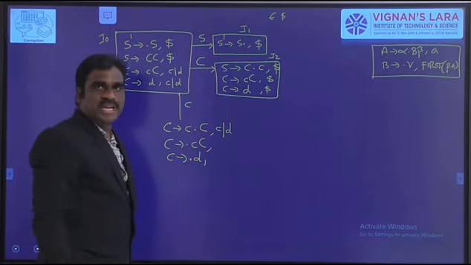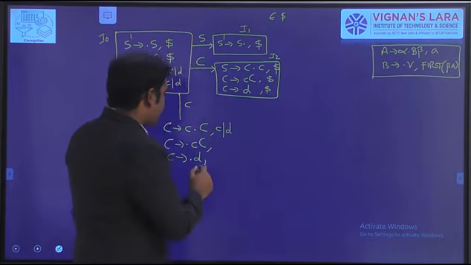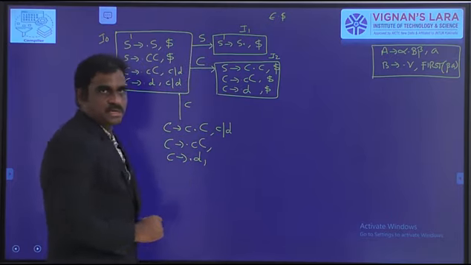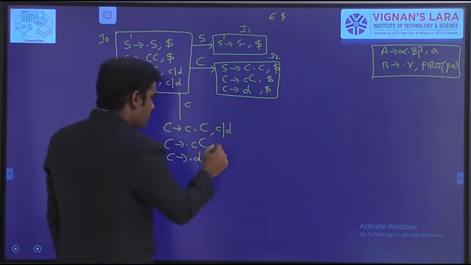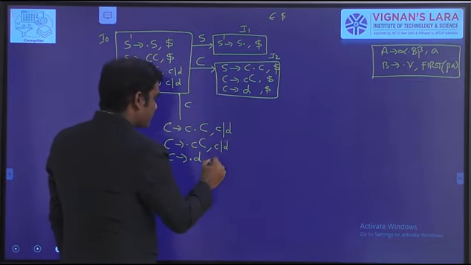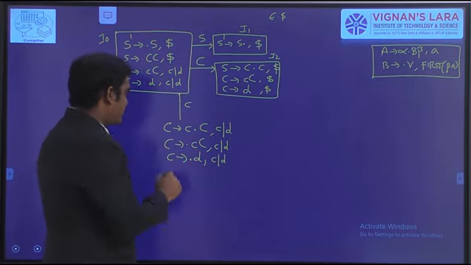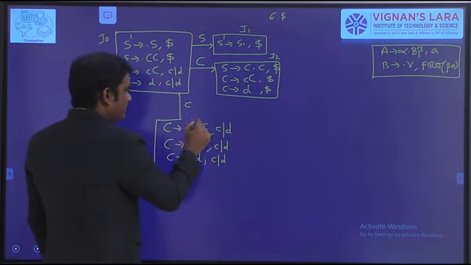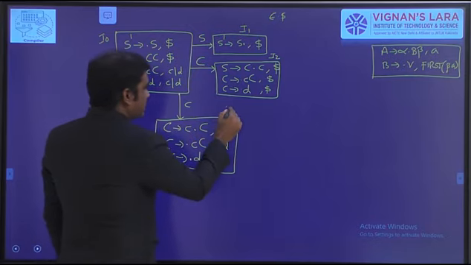Now find the lookahead symbol. The formula is first of beta A. In this case, what is beta? Epsilon. A means c or d. So first of c or d gives the same result, c or d. Now the dot is followed by a terminal. So this is I3.